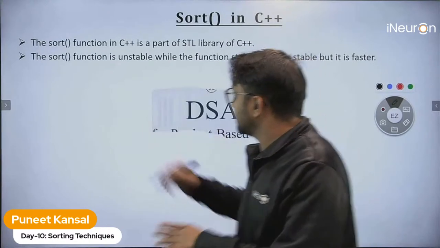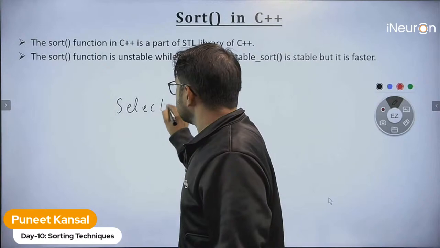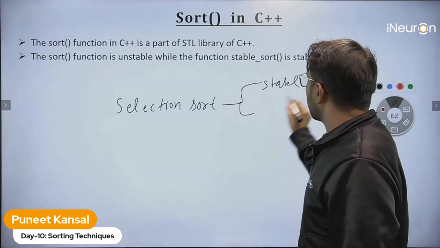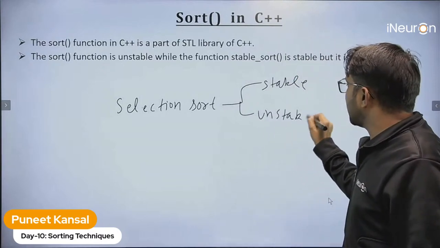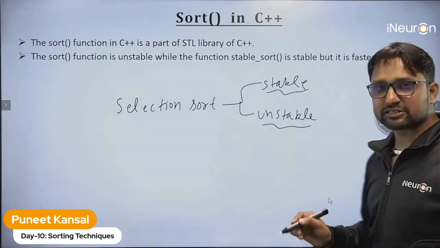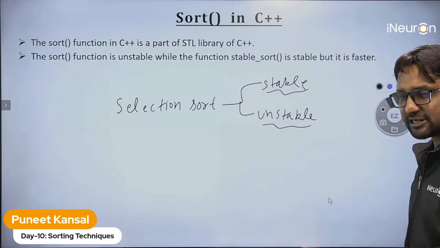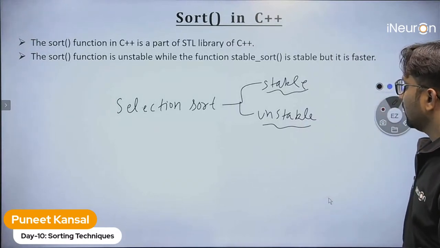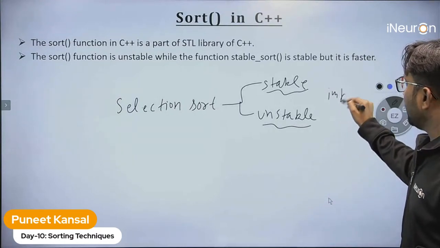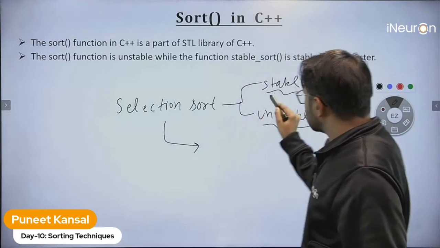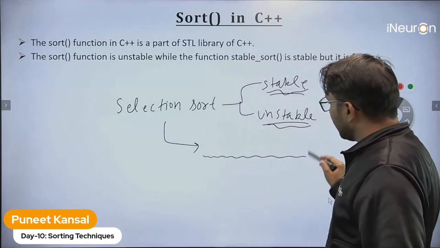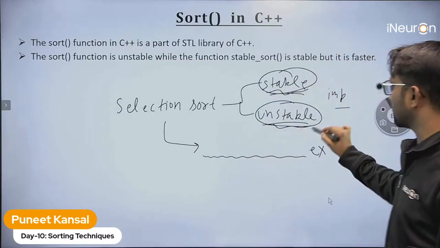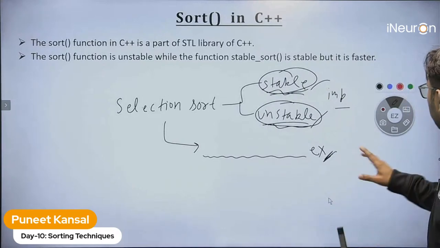Selection sort, let me write. This is important actually. I'm asking whether selection sort is stable or unstable. You need to write the answer in the comment section after this lecture, not in the chat section. And not only the answer, I need an input for which it will behave either this way or that way. You need to give me one example to prove your answer. Fine, so this is your homework.